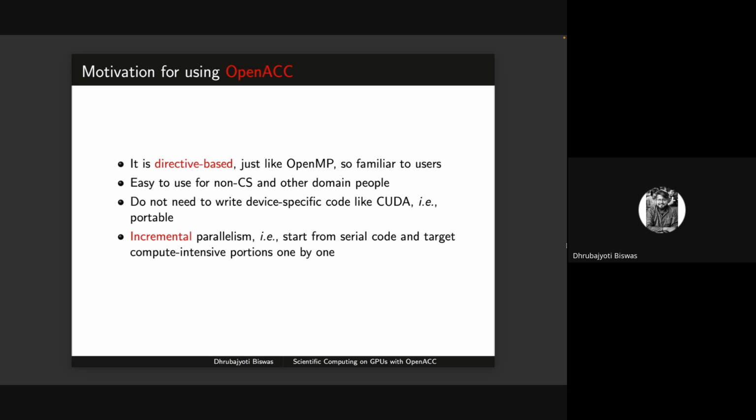So you can do it incrementally. You don't have to throw away your serial code and write some new code from the beginning. This way it is very easy, especially for non-computer science people like myself, or some of you might be here from other backgrounds, so that you do not have to throw away your serial code. You can start from there and incrementally get parallelism.